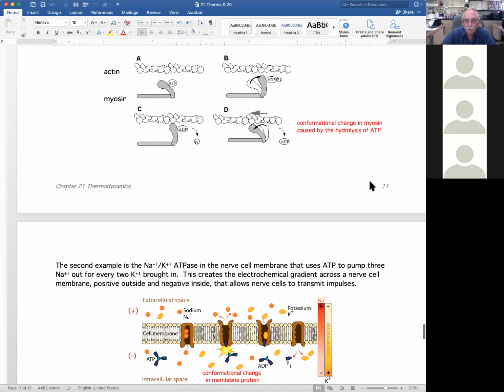So here's a little bit closer detail of what's happening. Here's the actin, which is the thin filament. Here's the myosin, which is the thick filament. So here's the thick filament. Here's the thin filament.